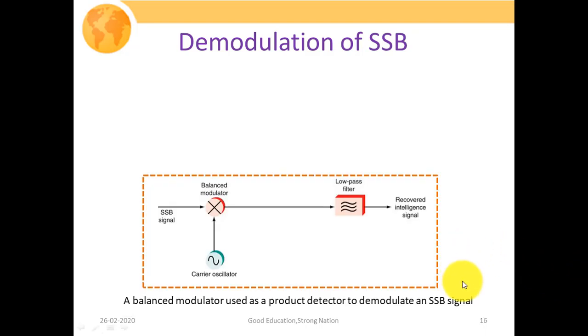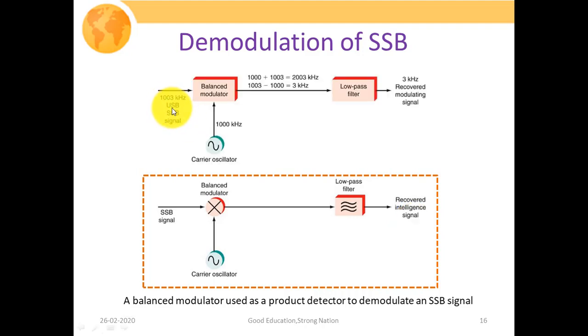So this is the block diagram of our SSB-SC signal demodulator. We apply the SSB signal to the balanced modulator, and the second input is the carrier oscillator. Again, we are using the same carrier signal that was used at the transmitting side, or at the time of generation. When we pass it through the low pass filter, we recover our message signal back. Let us understand it with a small numerical example.